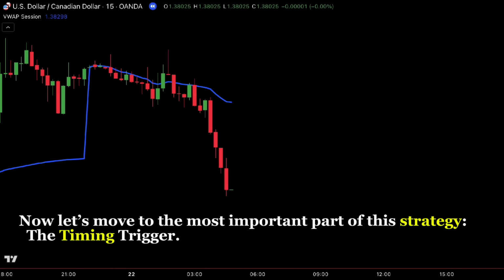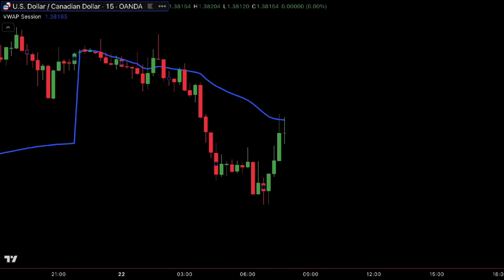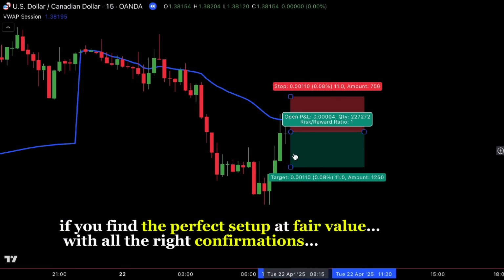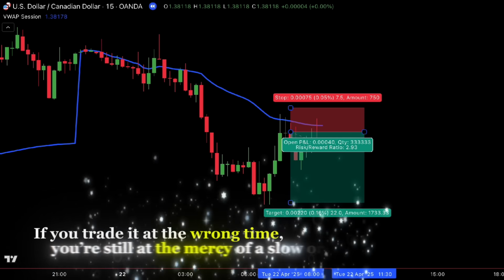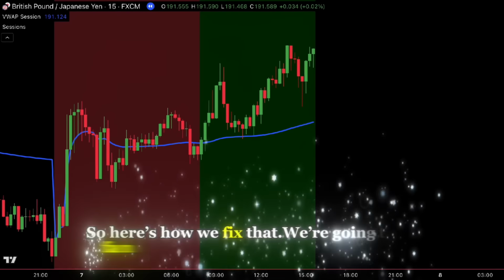Now, let's move to the next component of this strategy, the timing trigger, which in my opinion is the most important part of the entire strategy. If you find the perfect setup at fair value with all the right confirmations, if you trade it at the wrong time, you're still at the mercy of a slow or false market. So here's how we fix that.